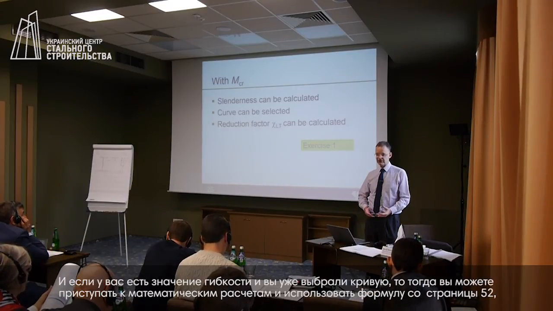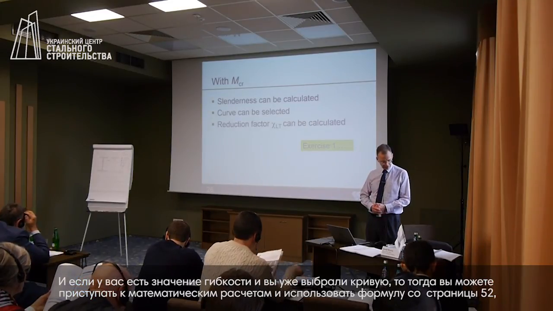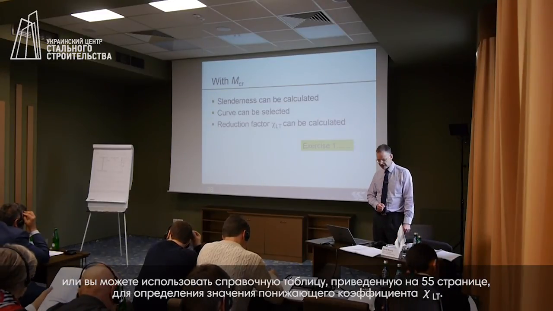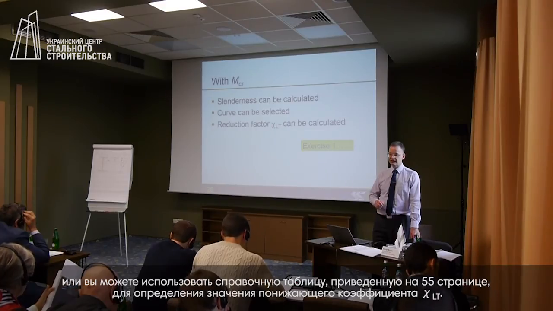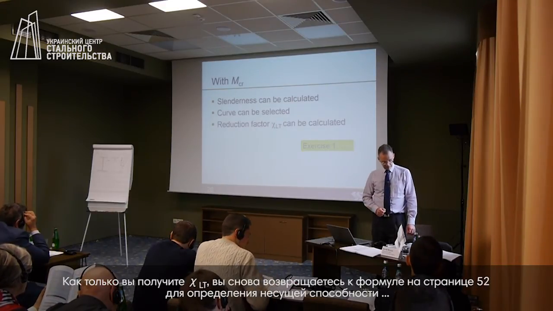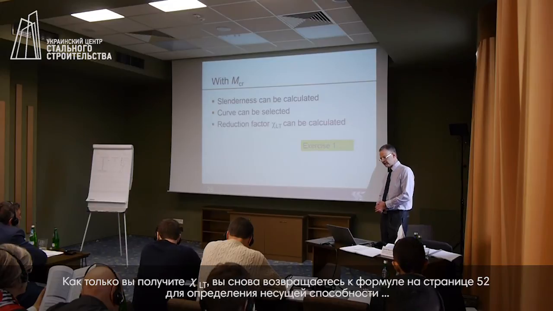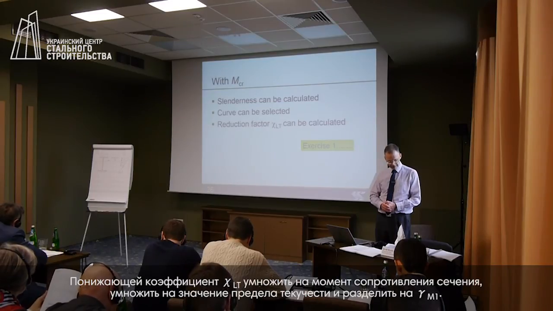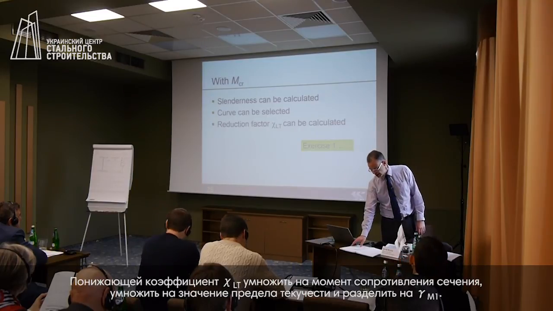If you have the slenderness and you've chosen the curve, then you can choose to be mathematical and use the formula on page 52, or you could use the lookup table on page 55, and that will give you the reduction factor chi-LT. Once you have chi-LT, you would look back at the expression at the top of page 52 and say the resistance to lateral torsional buckling is chi-LT multiplied by the modulus multiplied by the yield strength divided by gamma M1.